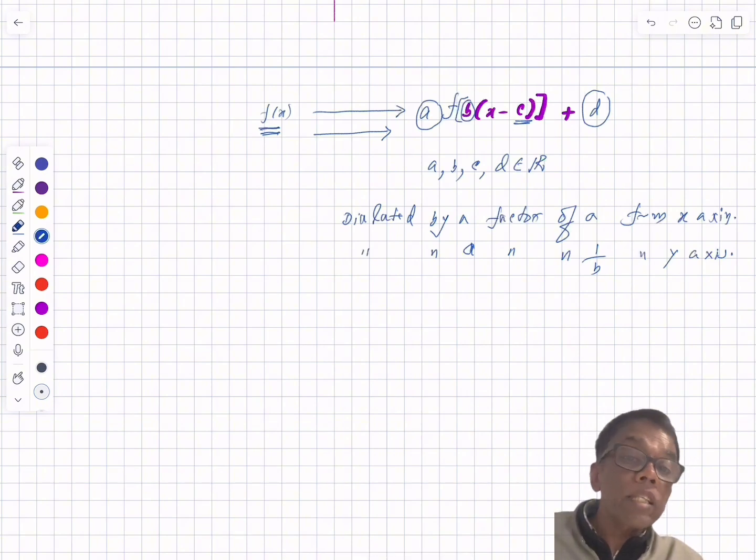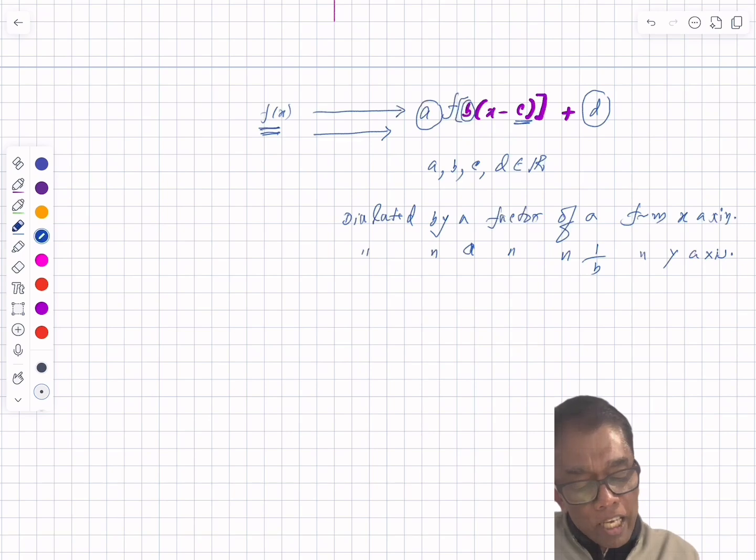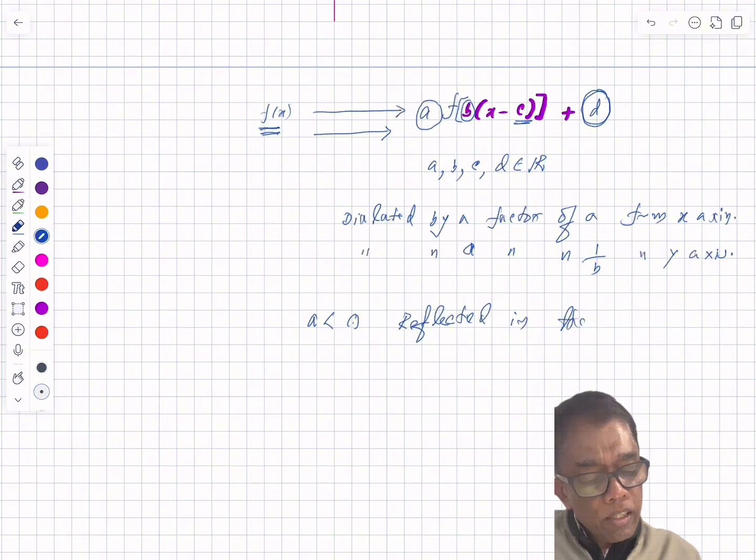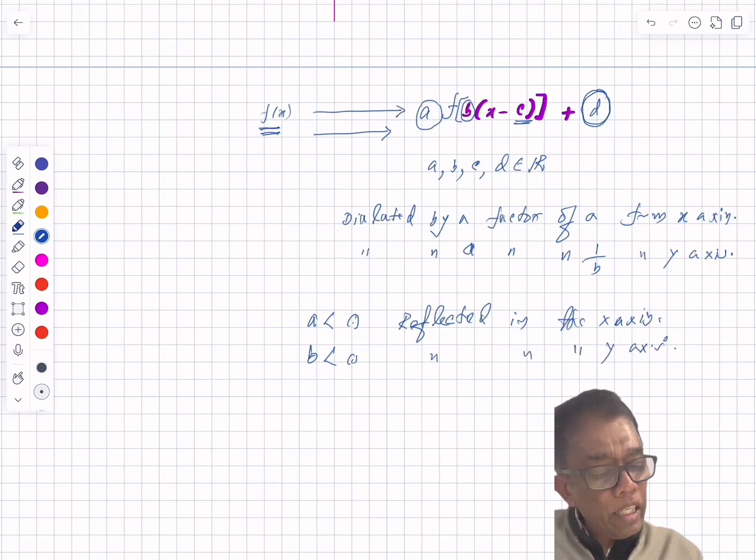How do we discuss the reflection? If a is negative, reflected in the x-axis, as well as if b is negative, reflected in the y-axis.